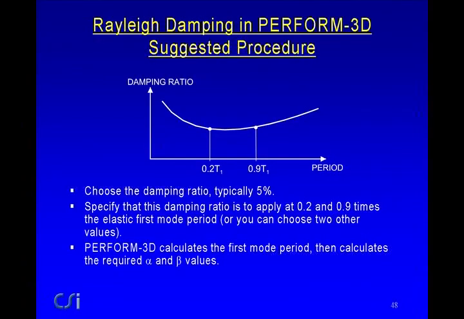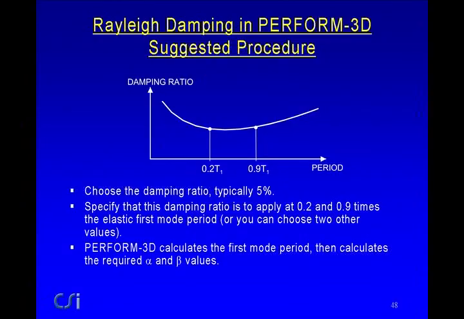So in Perform 3D, this is a suggested procedure, and this procedure seems to work the best: you pick the damping ratio. It doesn't have to be 5%, but it typically is. Calculate the first mode period. Well, Perform will do that for you. And specify a couple of values, typically 0.2 and 0.9 times the first mode period, and tell Perform that this is what you want. And it will calculate the alpha and beta values that are required to do that. You don't have to calculate them yourself. And it seems to work fairly well.